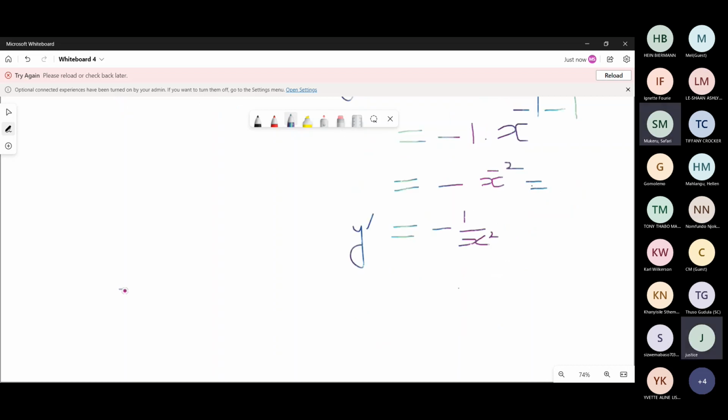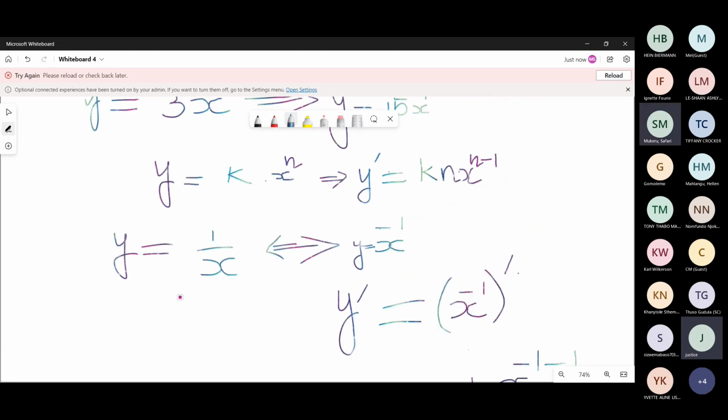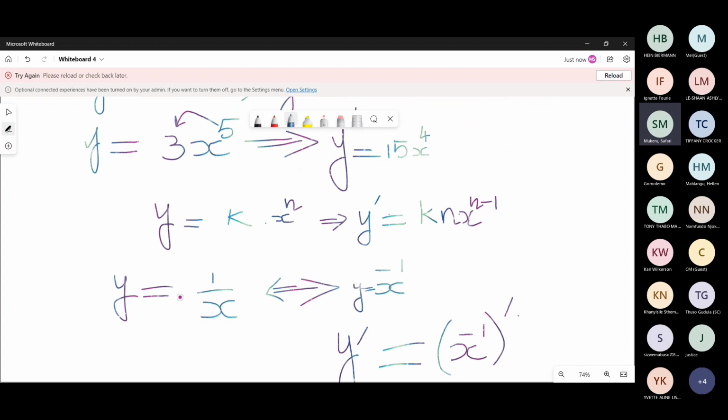Sorry, yes, sir. Please. Yes, please. I'm a little bit lost here. y is equal to kx to the power n, and y prime is equal to kn x to the n minus 1. Can you elaborate on that, please?